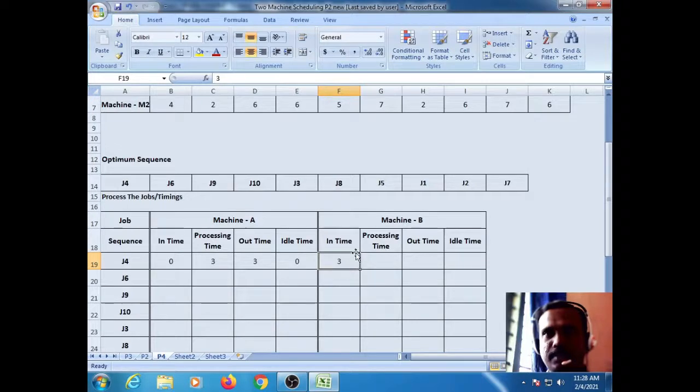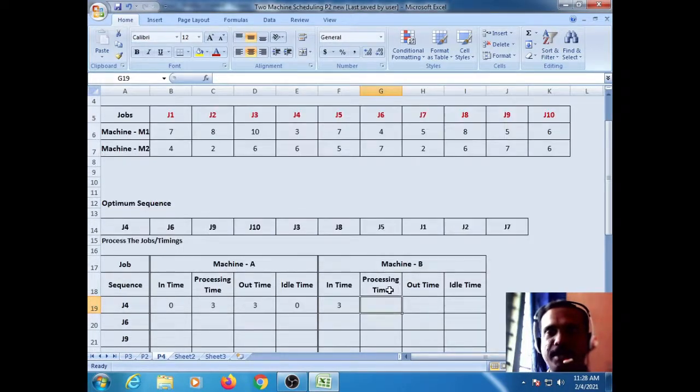So this out time will become the in time for machine B, like on machine B for job 4. So here, processing time. I already told you how we will take the processing time. So this is job 4, and job 4's processing time is 6. So here we have to take 6, and we have to calculate the out time for machine B, job 4. So 3 plus 6, we will get the out time here.